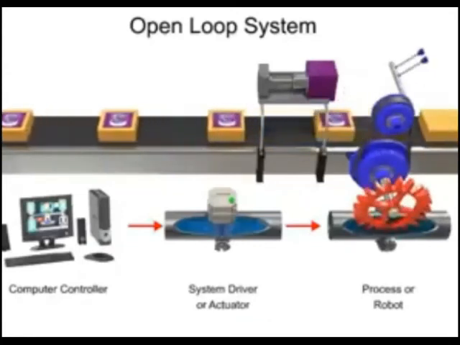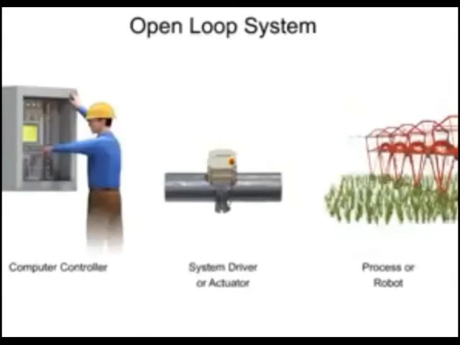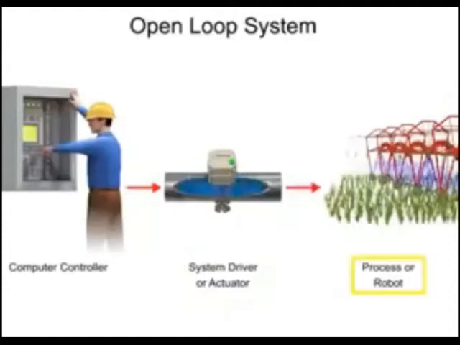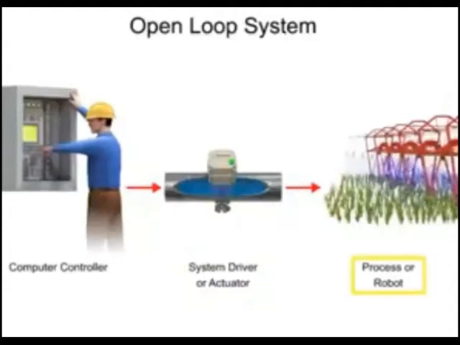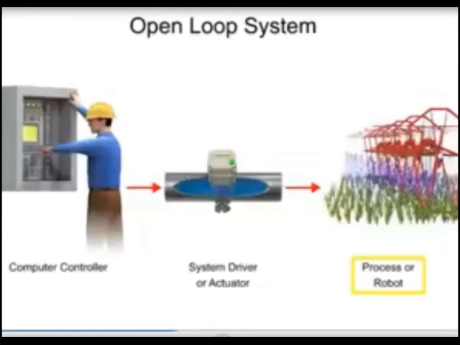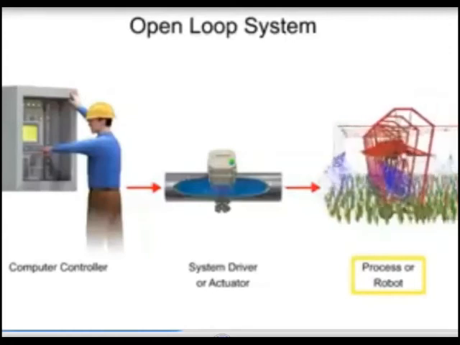A simple example of an open-loop system is an industrial sprinkler system. In this example, the programmer updates the computer controller, which will turn the sprinkler on at a designated time. When the computer sends the signal, the water valve will turn on. When the valve turns on, water flows to the sprinkler and drives a motor that allows the sprinkler to simultaneously move along the field and water the crop.